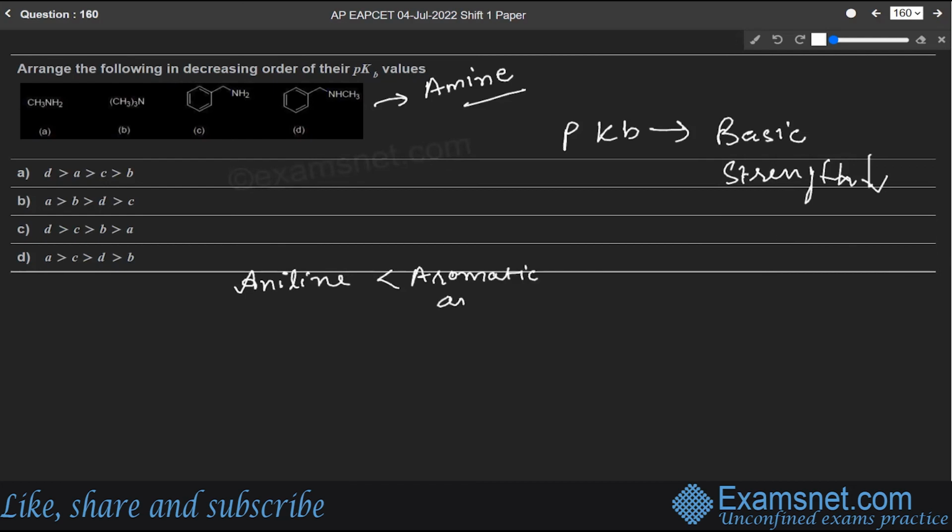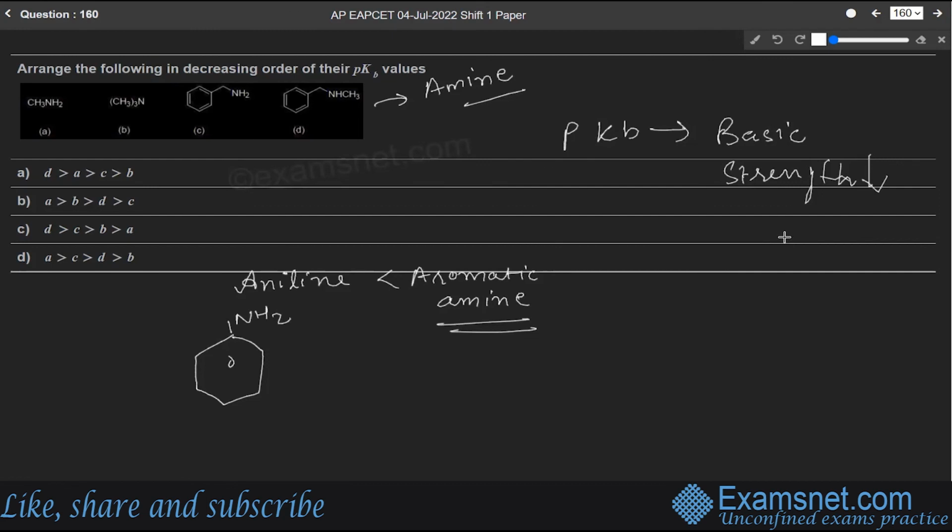Because basicity is due to the lone pair, right? In aniline, if you draw aniline, the lone pair is delocalized in the ring due to resonance. And when there is no lone pair available on the nitrogen, you cannot say that particular compound is highly basic, right? Because basic character is due to the lone pair. Somebody who has a lone pair is basic in nature.